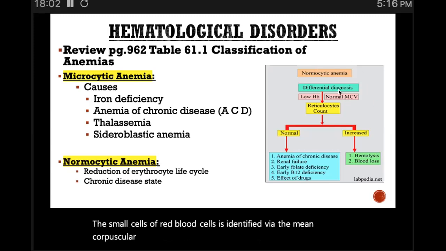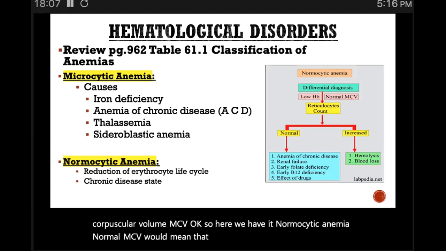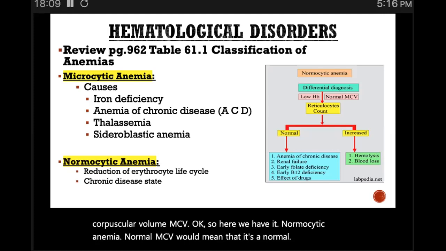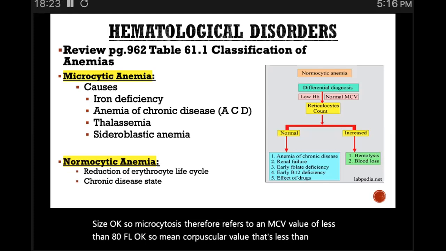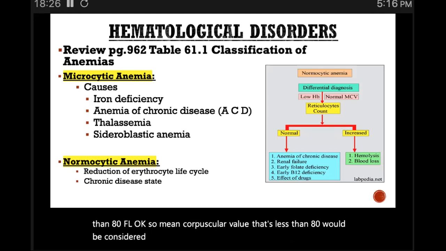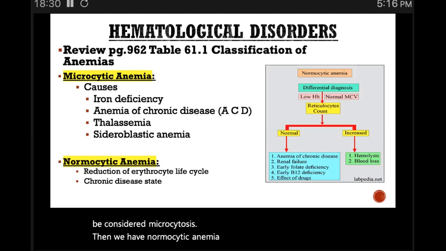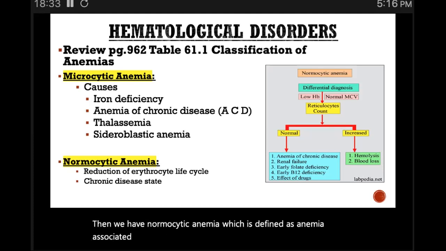Okay, so here we have it, normocytic anemia. Normal MCV would mean that it's a normal size, okay? So microcytosis therefore refers to an MCV value of less than 80 FL, okay? So mean corpuscular volume that's less than 80 would be considered microcytosis. Then we have normocytic anemia, which is defined as anemia associated with normal sized red blood cells, which is an MCV of 81 to 99.